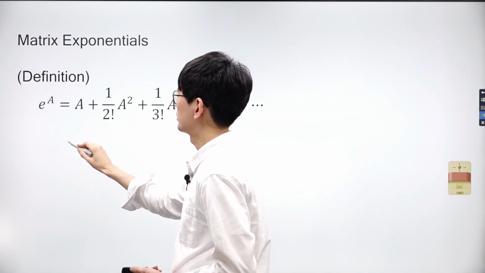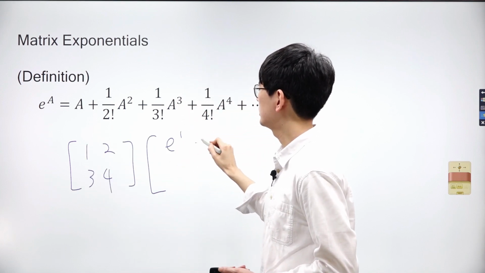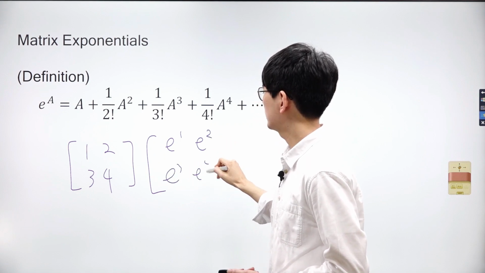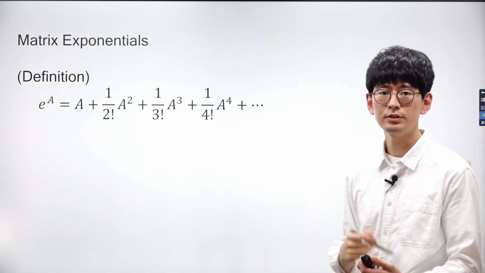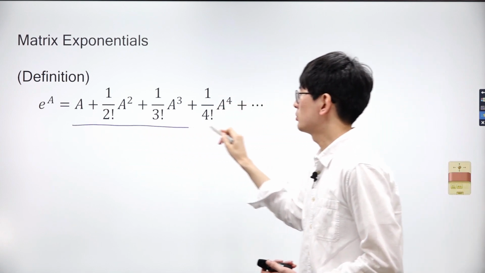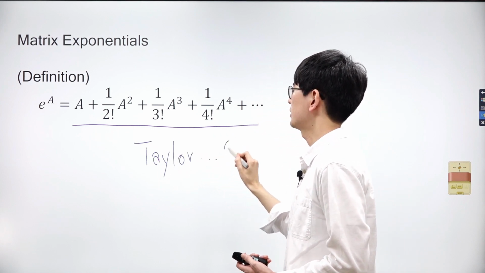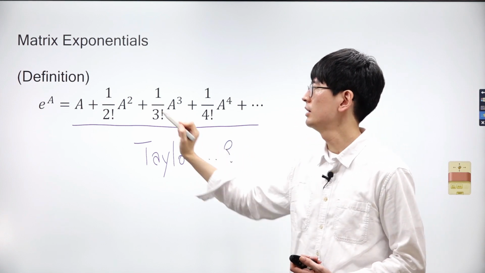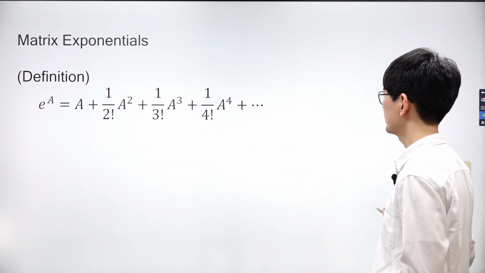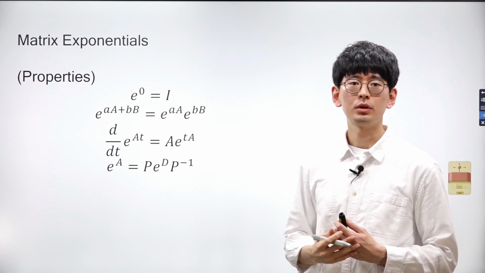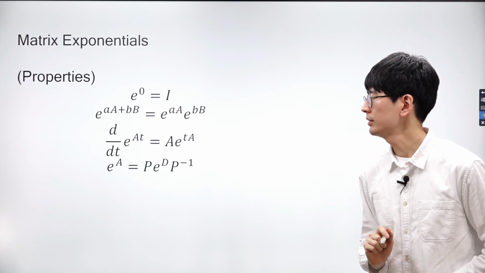Suppose we have a matrix with entries 1, 2, 3, and 4. The exponential of the matrix is not a matrix with values e^1, e^2, e^3, and e^4. The definition of exponential of matrix A resembles Taylor's theorem. The mathematical definition of a matrix exponential is written on the board. Its mathematical definition is entirely different from exponentiating each individual entry. Matrix exponentials have the following properties. Let's explore each property in detail.